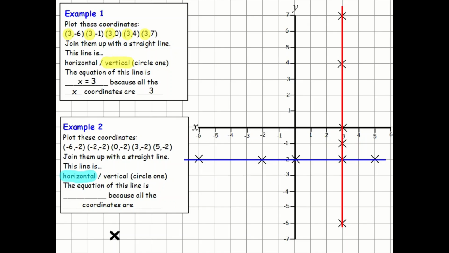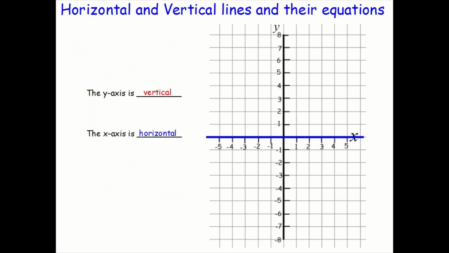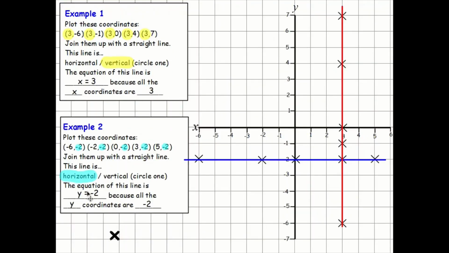The equation of this line is something because all the something coordinates are something. Well, let's have a look at those coordinates. Which one's the same each time? The y coordinate is the same each time. It's always minus 2. So we say that the equation of the line is y equals minus 2 because all the y coordinates are minus 2. And isn't that strange? Because if we look back, we can see that the y-axis is vertical, but the lines y equals are actually horizontal. So you have to just remember that.